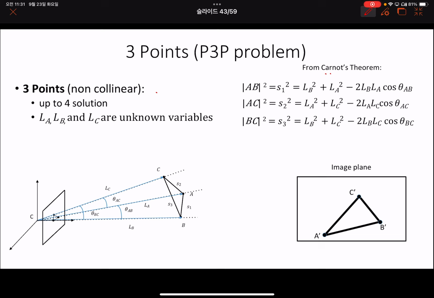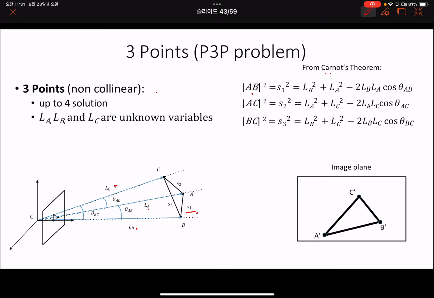Anyway, let's say the length of AB, S1, is here, right? And LB, LA are here. These are the lengths between points and the camera. LA, LB, LC we have here.